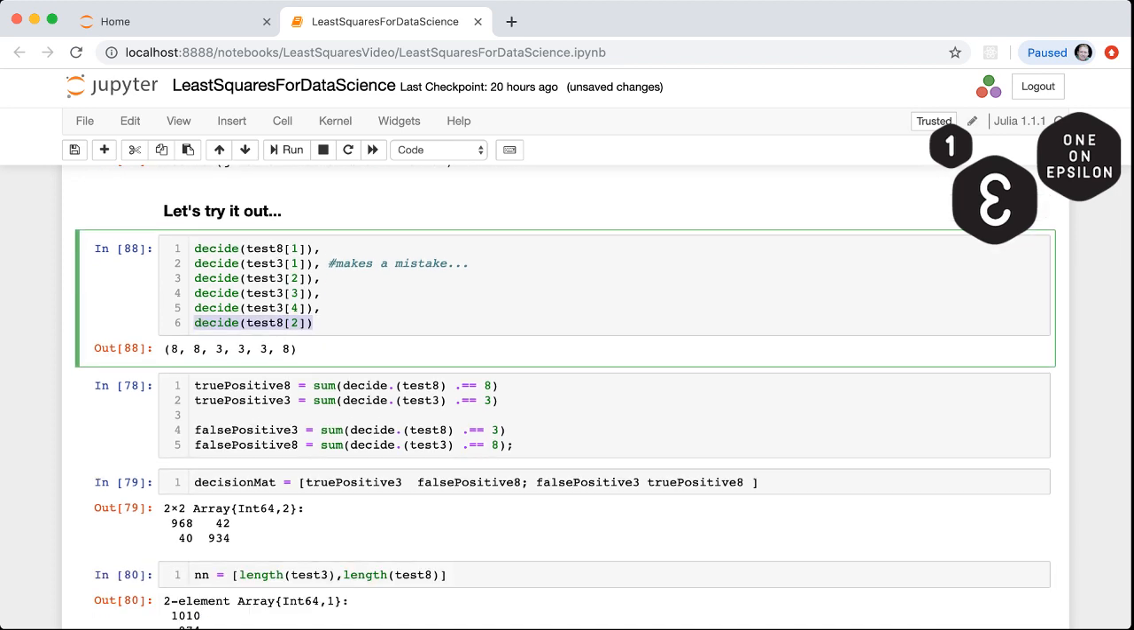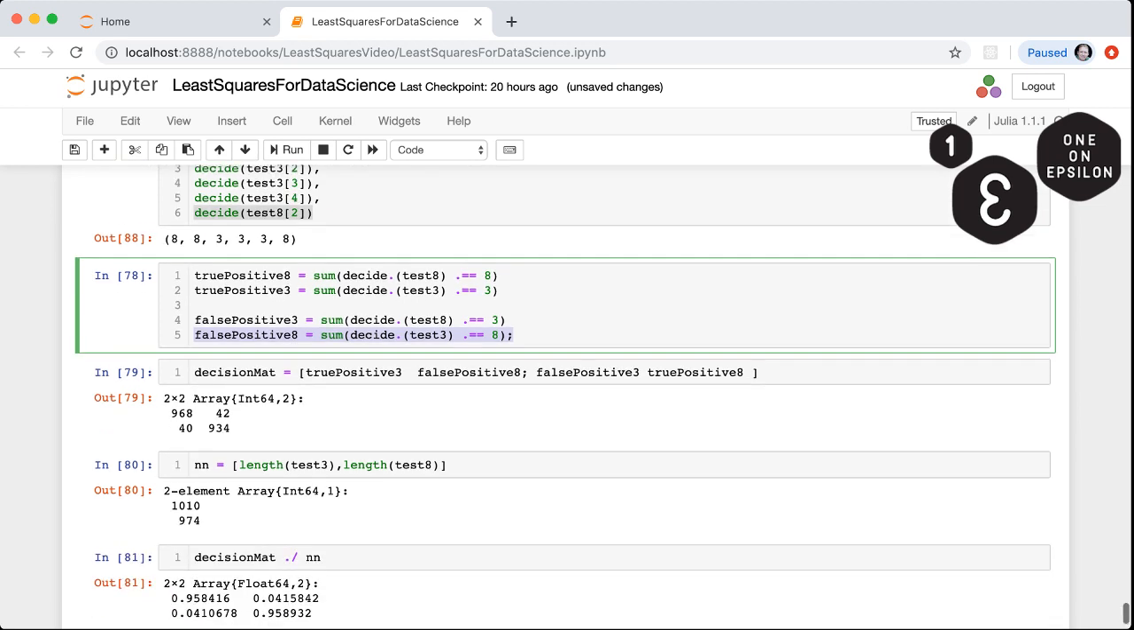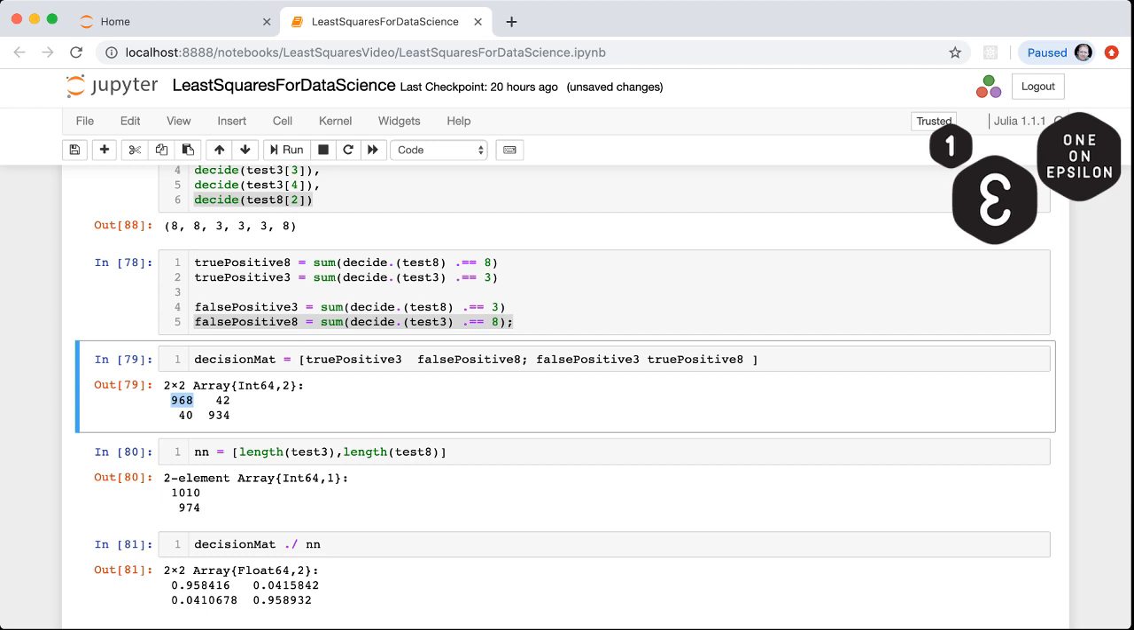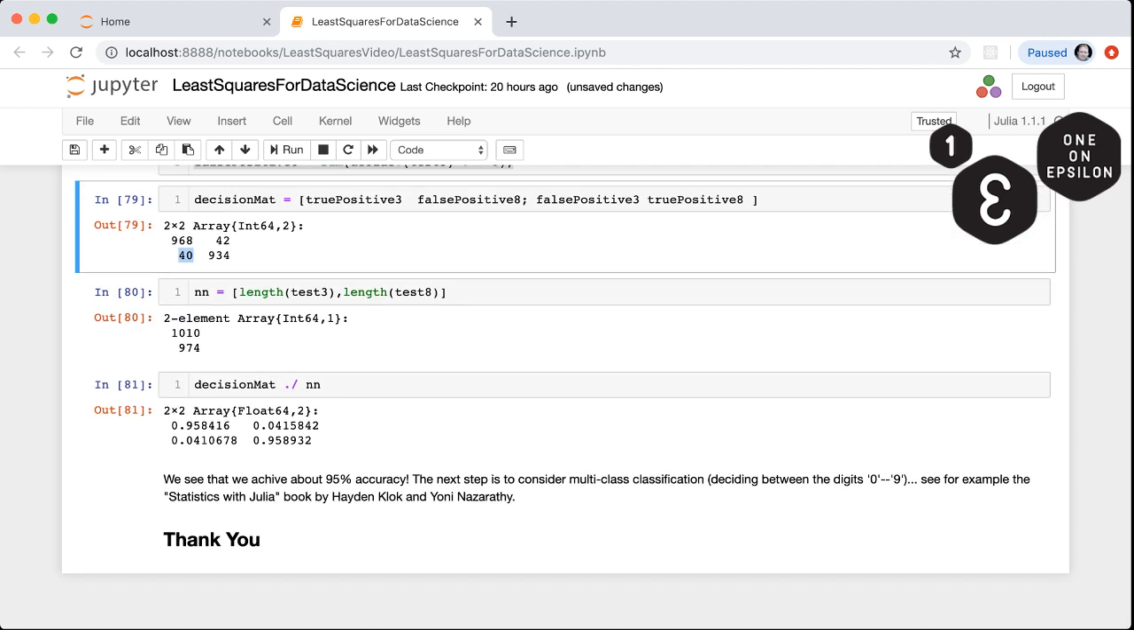Now mistakes can be of different forms. You can get a true positive 8 or a true positive 3 or a false positive 3 or a false positive 8. And if we count how many, this is what we get. So this is a matrix where you get 968 correct and 934 correct. These are true positives, and these are the false positives, of 3 or 8.